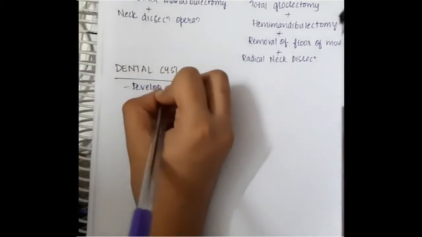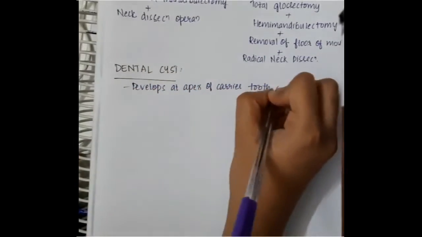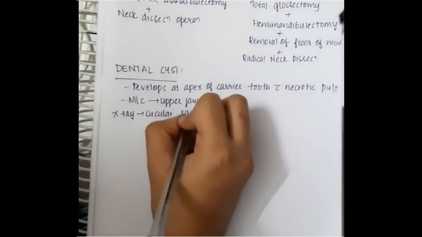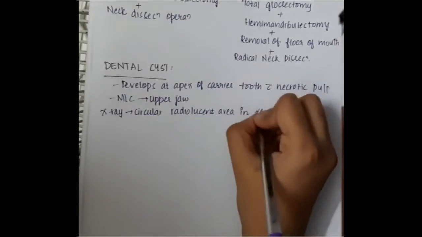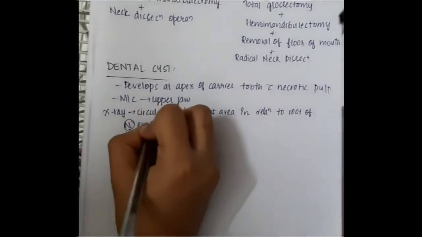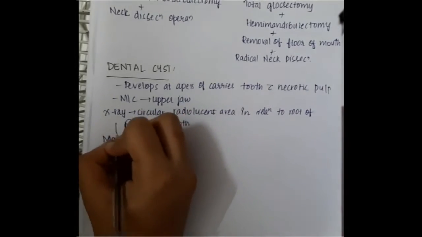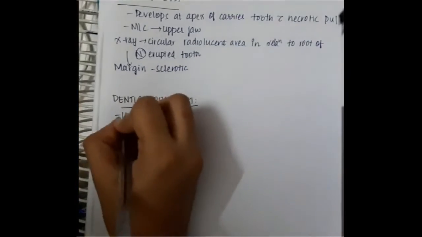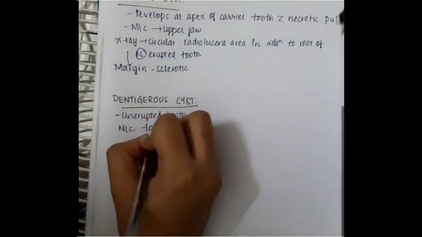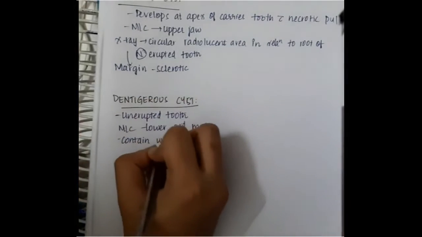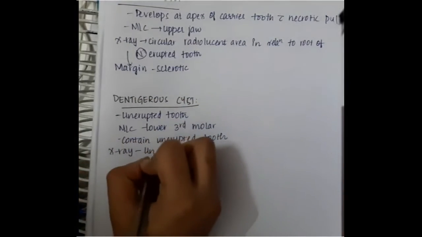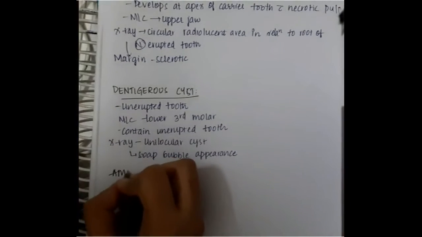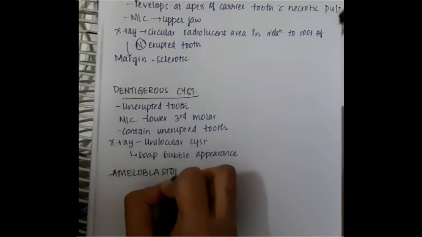The next disorder is dental cyst. Dental cyst develops at the apex of a carious tooth with necrotic pulp. It is most commonly seen in the upper jaw, and on X-ray you can see a circular radiolucent area in relation to the root of the normal erupted tooth. The margin is sclerotic. Then dentigerous cyst. It contains an unerupted tooth and is seen most commonly in the lower third molar. X-ray shows a unilocular cyst with soap bubble appearance.